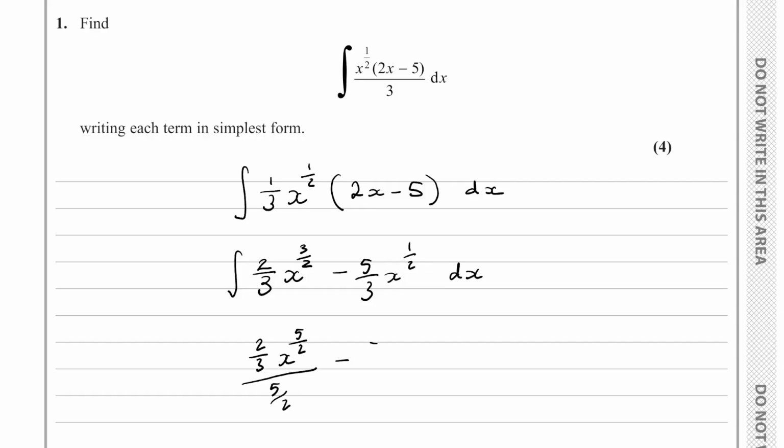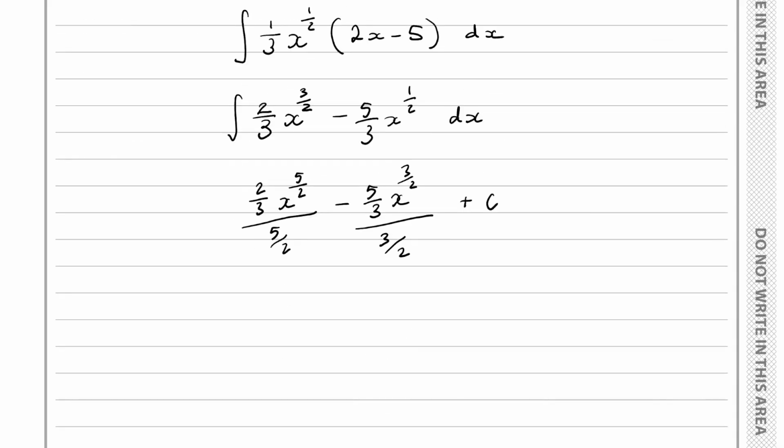Same with the next one. I'll leave 5/3 there for now. I'll add 1 to the power, which becomes 3/2. Then I'm going to divide by the new power, and I will be plussing c on the end. When we're integrating, we're plussing c. Then I just need to divide by these fractions.